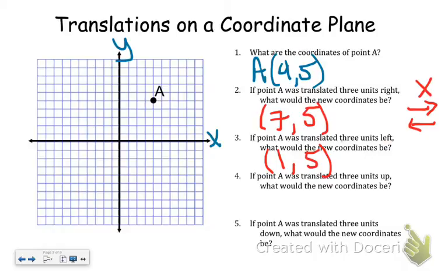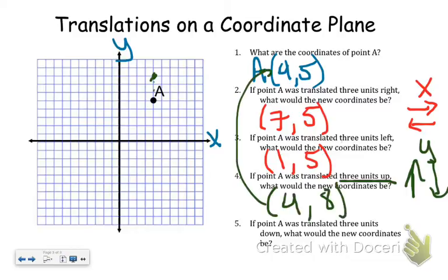If point A was translated 3 units up, what would be the new coordinates? So remember, if we are moving left or right, our x value gets affected. If we move up or down, it's our y value that changes. So if we were to take point A and move it 3 units up, we would now be at the point 4, 8. So we are now back to our original x value, and the only thing that changes is the y coordinate. And since we are moving up 3, it's the same as adding 3 to your y coordinate.